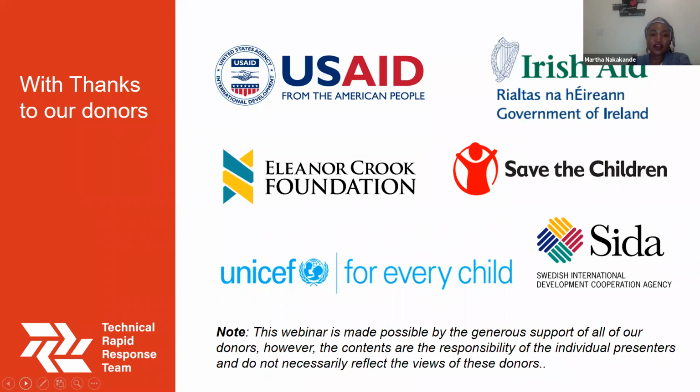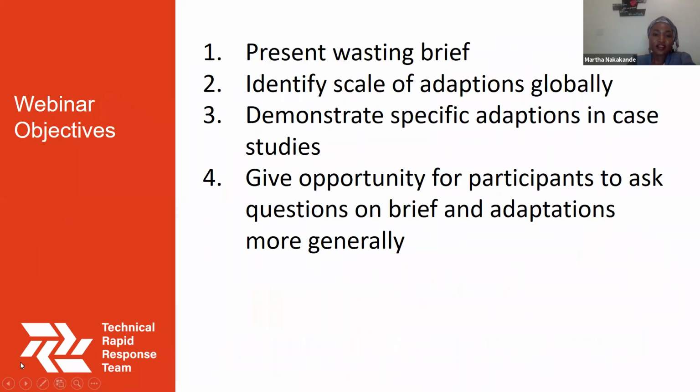So today's webinar is going to cover quite an interesting area of discussions. During the webinar, we expect that there will be an overview of the wasting brief, including the key adaptations. Then we'll identify the scale of adaptations globally, and we'll demonstrate the specific adaptations in case studies. We'll get case study examples from South Sudan and Somalia. And at the end of it, we'll also give an opportunity for participants to ask questions on the brief and the adaptations in general. Over to you, Marie.